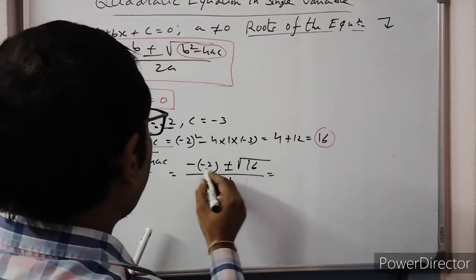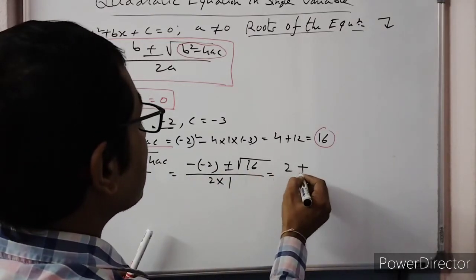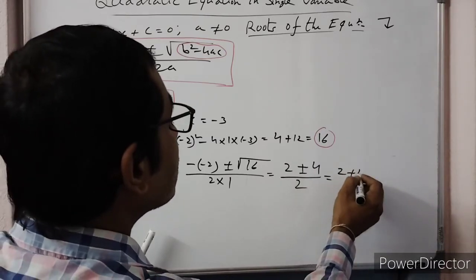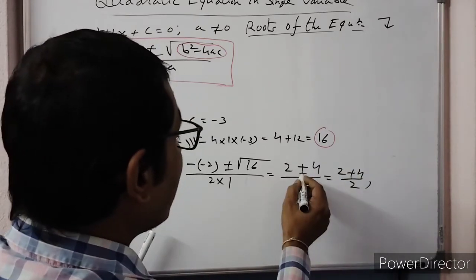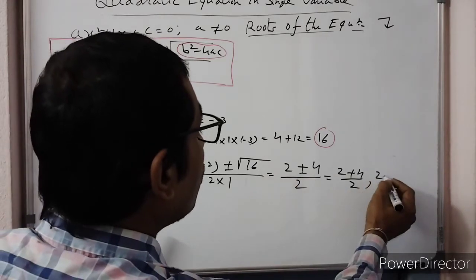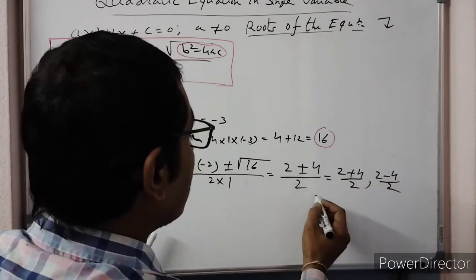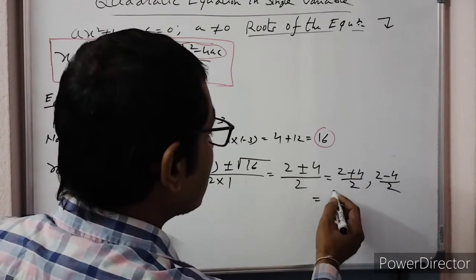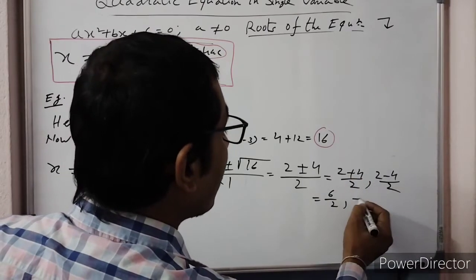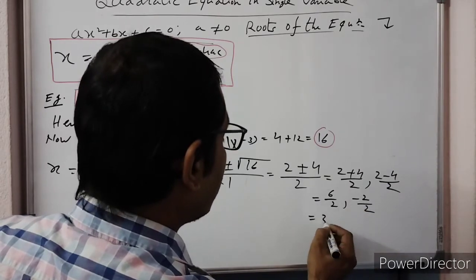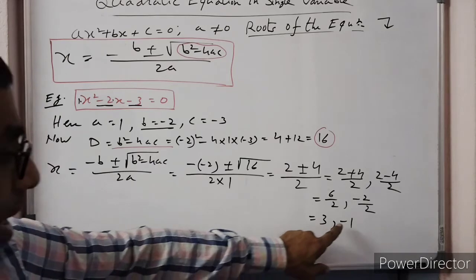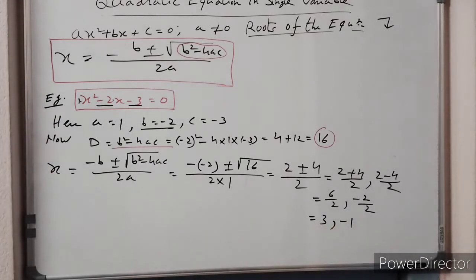So it will be 2 plus minus 4 divided by 2, equal to (2 plus 4) by 2, comma, taking the minus sign, (2 minus 4) by 2. So the two roots are 6 by 2, comma, minus 2 by 2. They are 3 comma minus 1. The roots are 3 and minus 1.